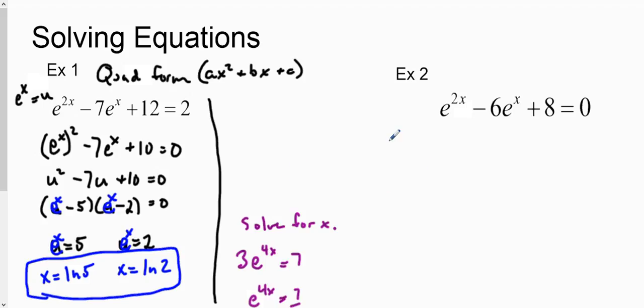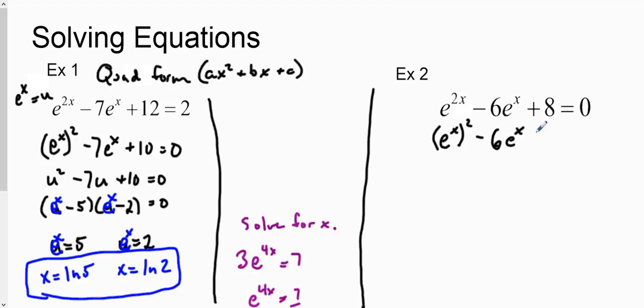And just to illustrate this one more time, I have another one very similar to this. If you want to try this one out, you can pause this and see if you get the right answer. All right, so once again, we have e to the x, squared, minus 6 e to the x plus 8 equals 0. Well, we can make it u like we did over here. Or if you can figure it out, it's going to be e to the x.